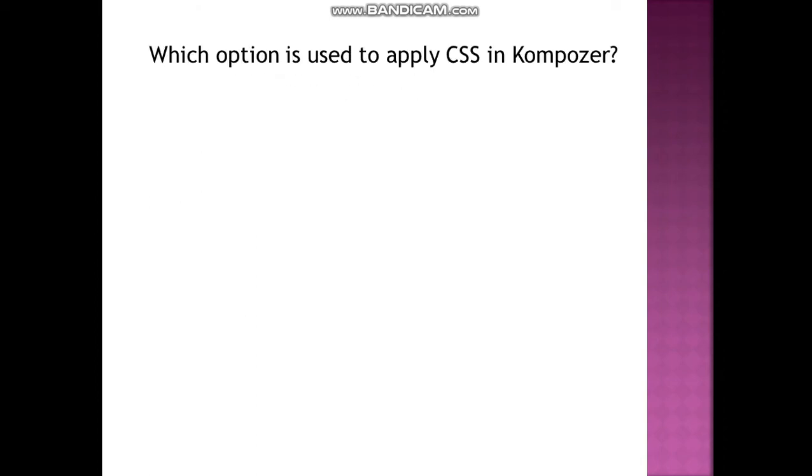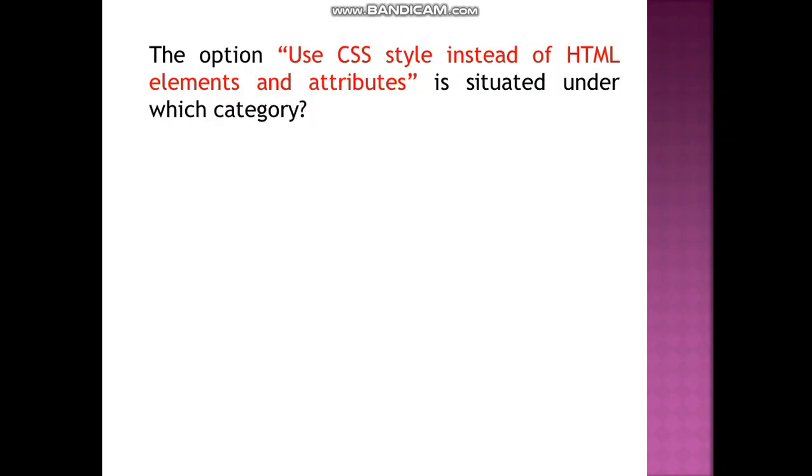Which option is used to apply CSS in Composer? If you want to apply CSS in Composer, then you have to use the Edit Preferences option first, and check whether the CSS option is selected or not. The option is Use CSS style instead of HTML elements and attributes. This option is situated under which category? It is situated under the General category, remember.